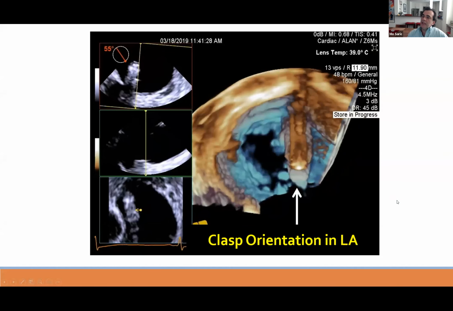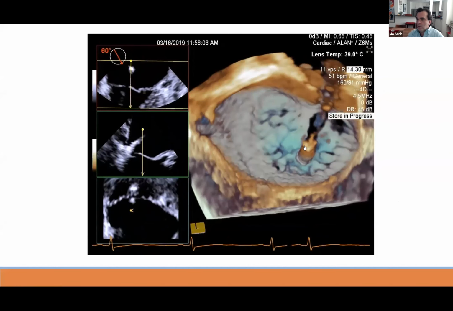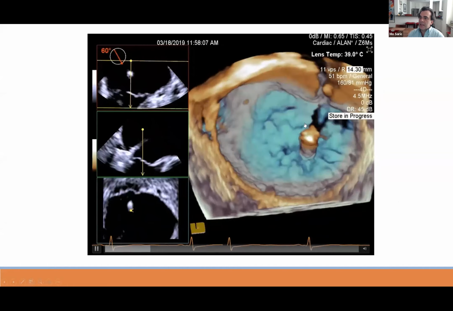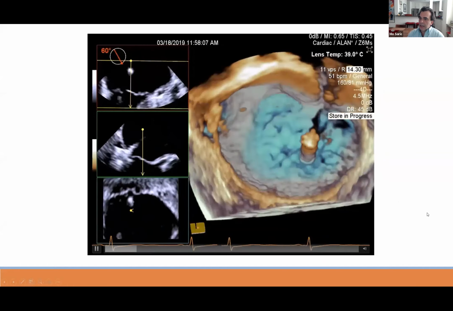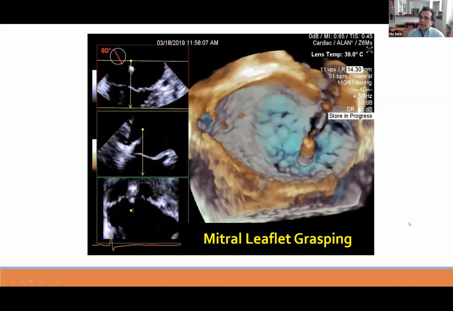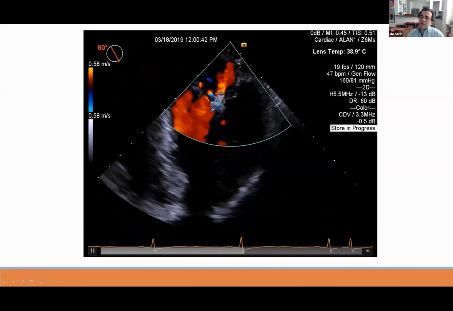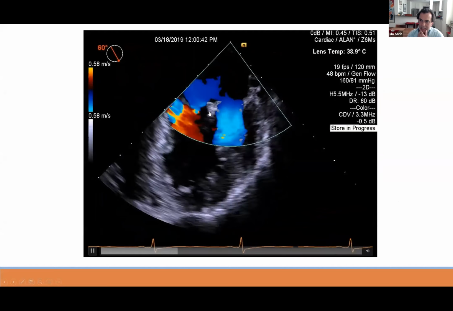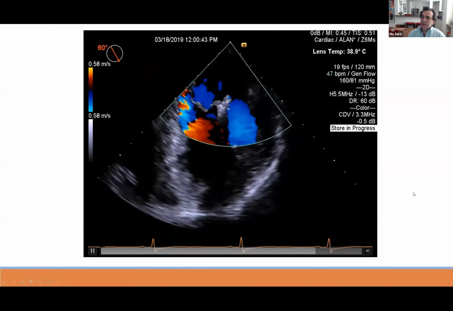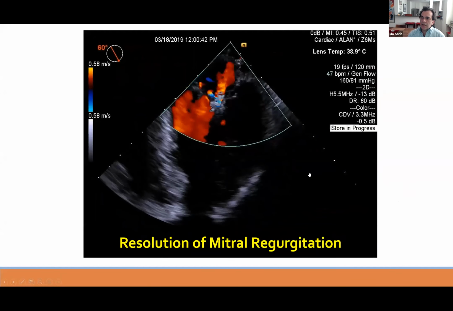Next, we will advance it into the ventricle and grasp the leaflet, just like we would do in the other form of percutaneous edge-to-edge repair. You see we have grasped A2 and P2 in this orientation. Next, we check how satisfactory the result is. Essentially, you can see that this is an excellent result. Severe mitral regurgitation became trivial after this procedure at the A2-P2 level. And this is now the released system.